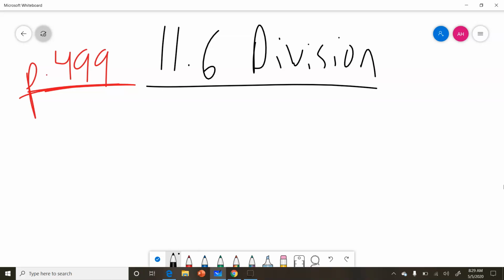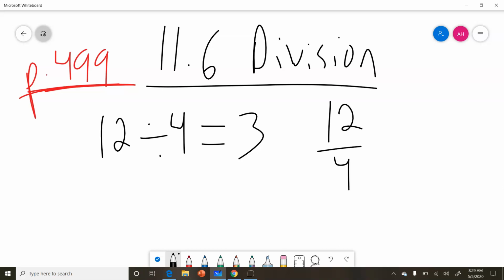We're on division. Now you guys remember some longhand division the old-fashioned way, right? 12 divided by 4 is just 3, or another way we could have written that, 12 over 4 is just 3. 4 goes into 12 three times. That's pretty straightforward, that's easy.